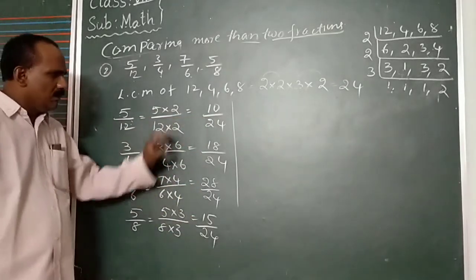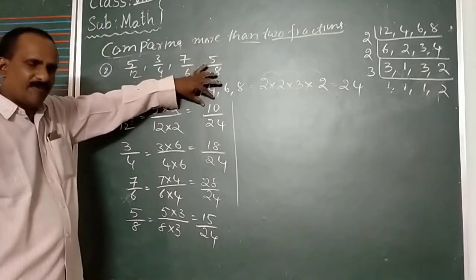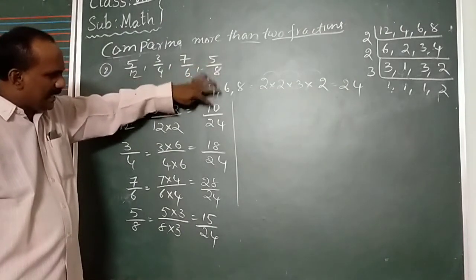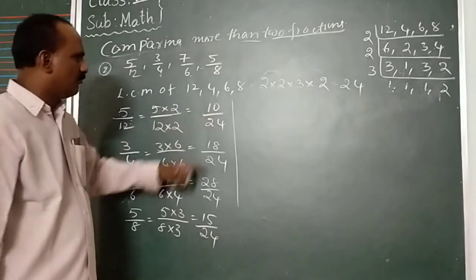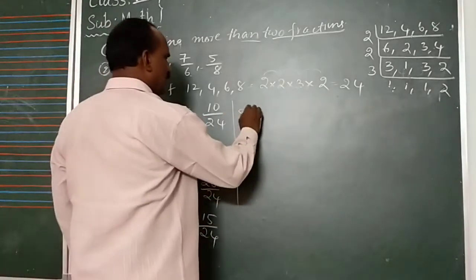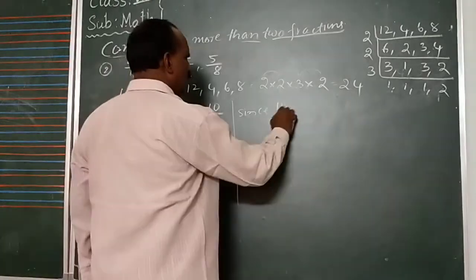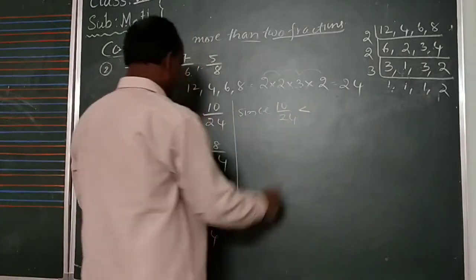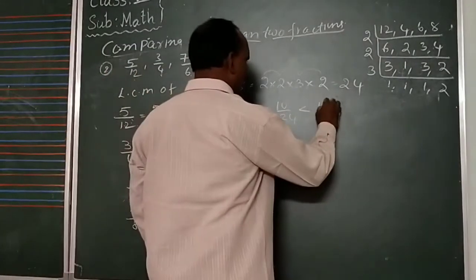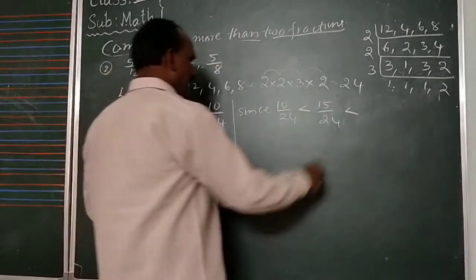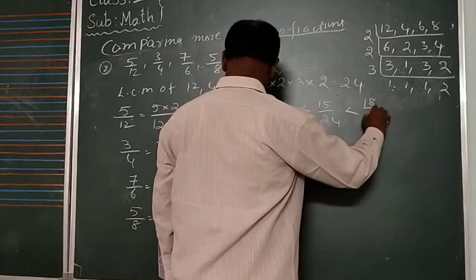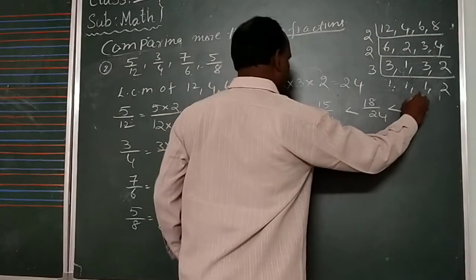Which numerator is the smaller one? That fraction is the smaller one. Comparing 10, 18, 28, 15, 10 is the smallest, so 10 by 24 is less than 15 by 24, which is less than 18 by 24, which is less than 28 by 24.